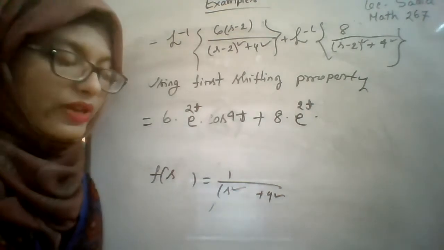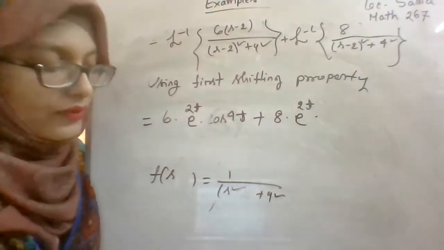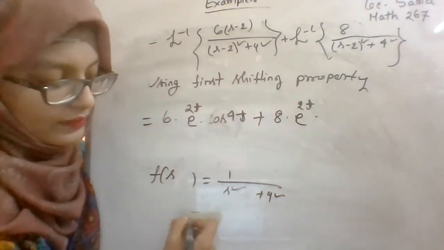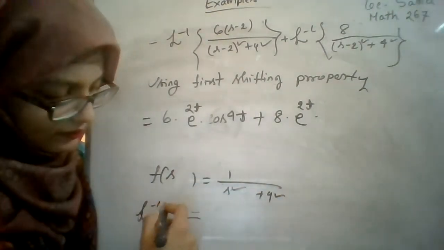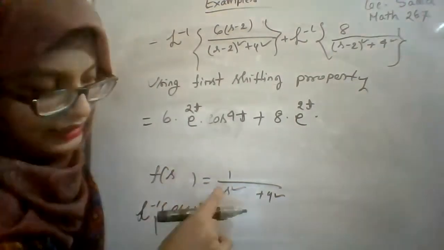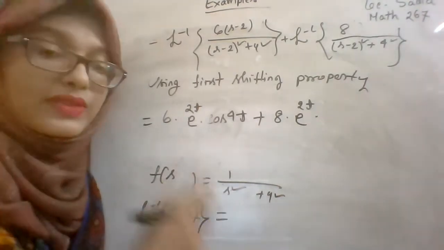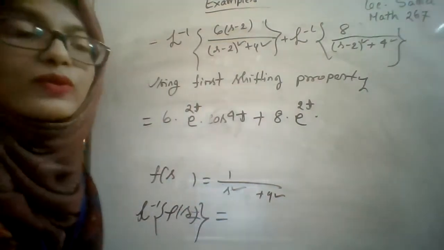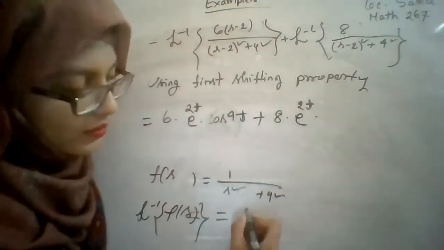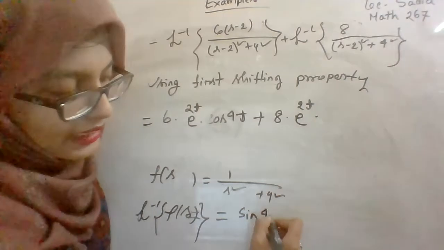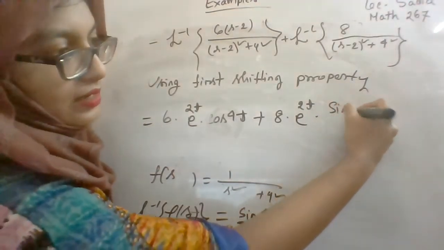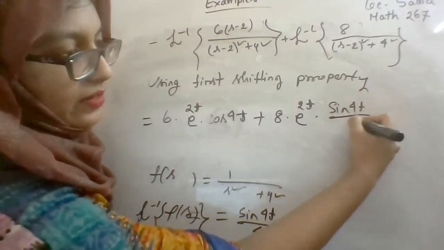And the inverse Laplace transformation of 1 by s square plus a square is equal to what? It is sine at divided by a. Okay, the direct formula for finding the inverse Laplace transformation of 1 by s square plus a square is sine at divided by a. So it will be sine 4t divided by 4.